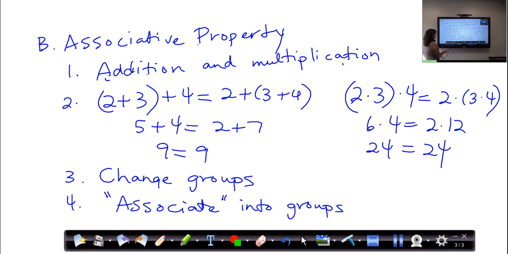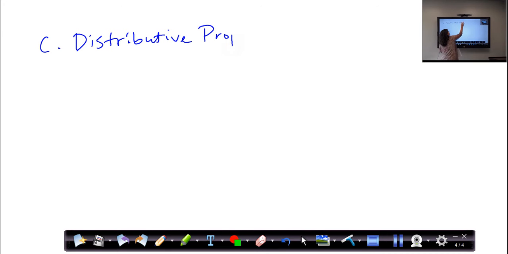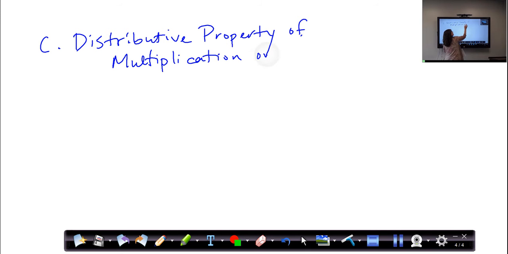Now, there's a third property that we're going to look at, and it is our distributive property. Often called the distributive property of multiplication over addition, but we shorten it to distributive property. Called multiplication over addition because that's exactly what we're going to do, is we are going to multiply.